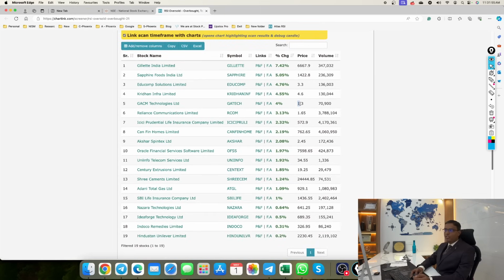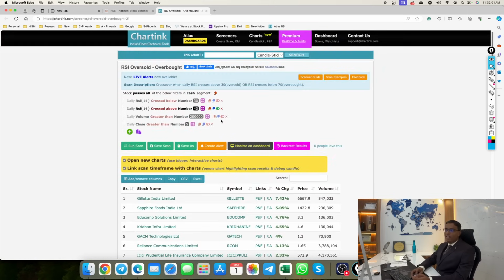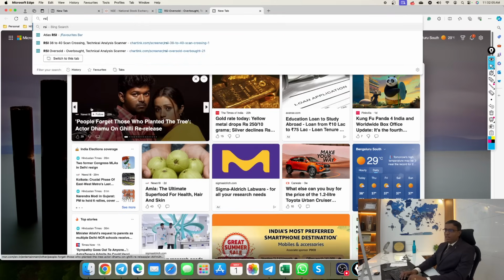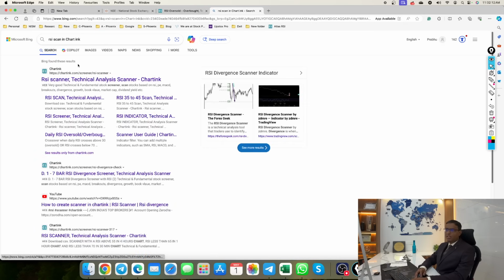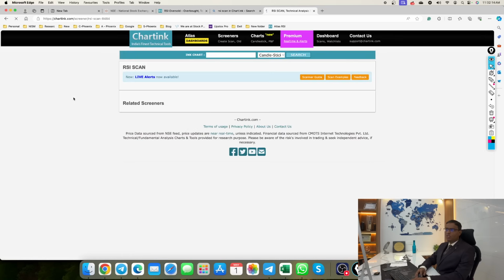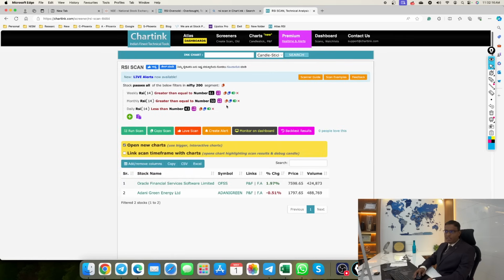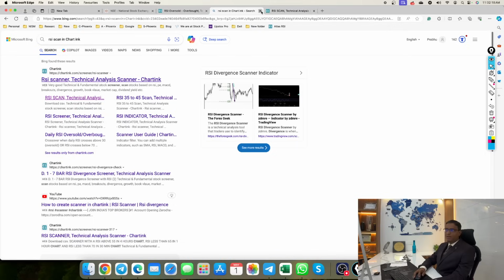So these 1.3 rupees, 4 rupees, 3 rupees, the 70k volume, 1000 volume, these all will get reduced when I have the volume on. So you can go simply RSI scan in charting. If you go for this, you get a lot of RSI scans. Just open any scan RSI, see you've got it. So same scan, it is available here.